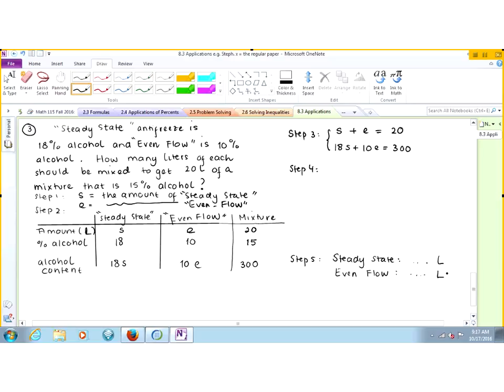Let me see. I don't have it. Is it 12.5 and 7.5? Yes, you're right. So which one's 12.5? So 12.5 liter and 7.5 liter. Did everybody get that? 12.5 and 7.5?